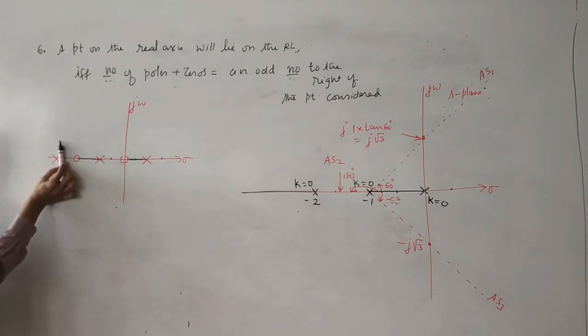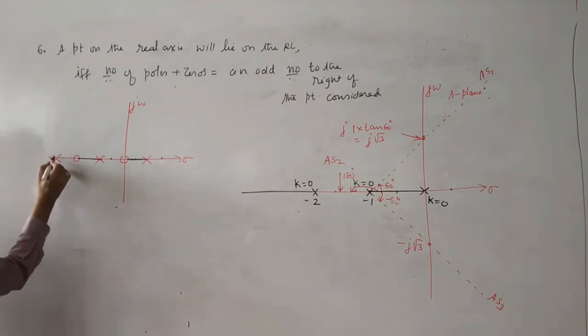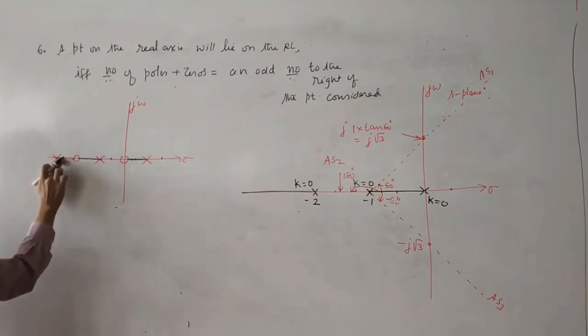See to the right of the pen now. How many poles are there? 2. How many zeros are there? 2. 2 plus 2, 4. Even number. Root locus cannot lie here.